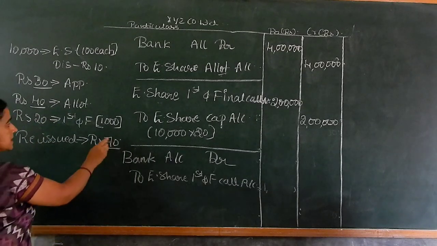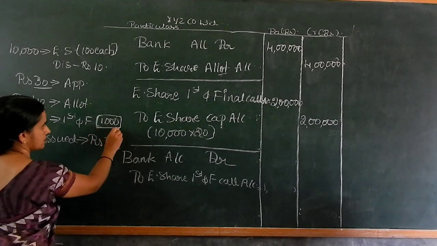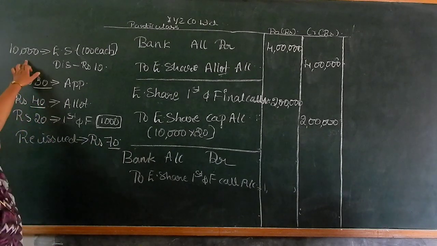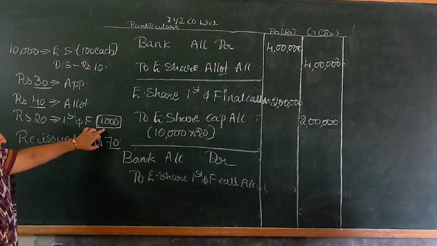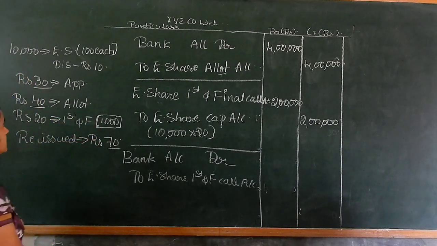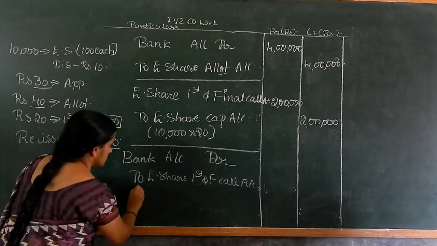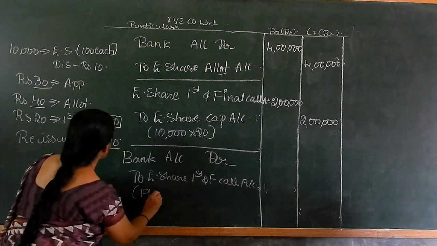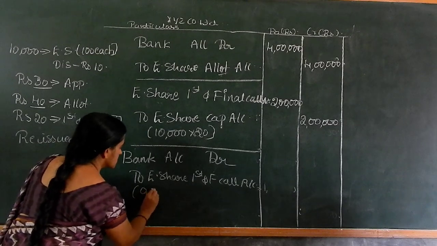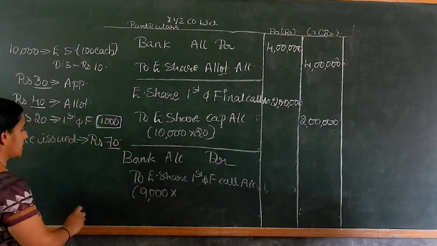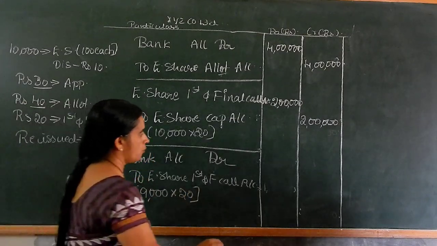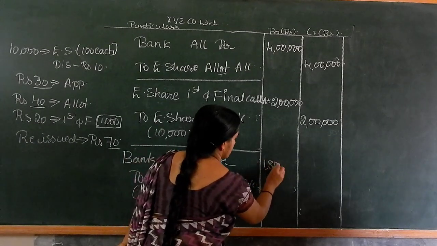Now, except how many shares is first and final call not received? Except 1,000 shares. So 1,000 out of 10,000 shares, first and final call is not received. Means on how many shares is first and final call received? That is 10,000 minus 1,000, that is 9,000. 9,000 into rupees 20, that is 1,80,000.